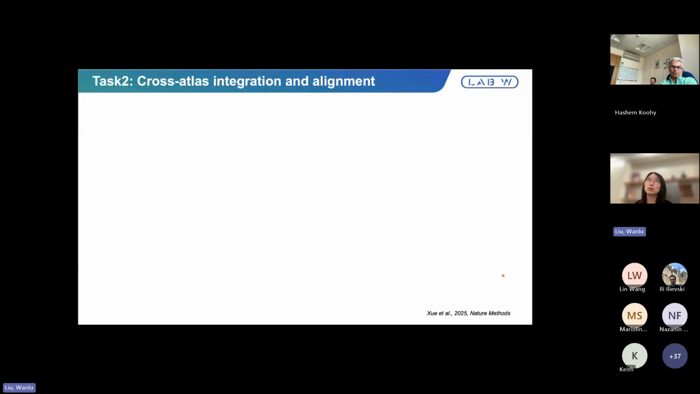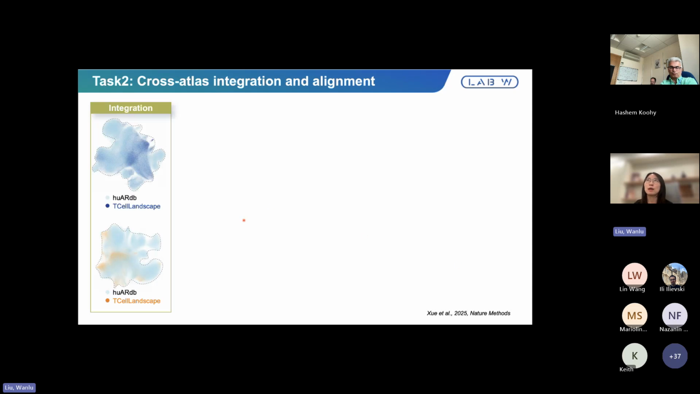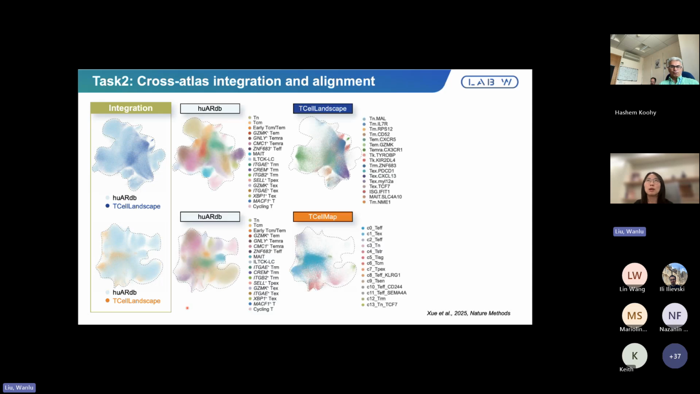Because of the unique cross-atlas integration design of our SC-Atlas VAE, we demoed the cross-atlas integration and alignment function using SC-Atlas VAE. What we can do is integrate the T cells from two atlases, for example, HuARdb, which is our collection, along with the T cell landscape. In the upper UMAP, this is the cell type annotation from our CD8 T cell atlas, and this is the cell type annotation from the T cell landscape.